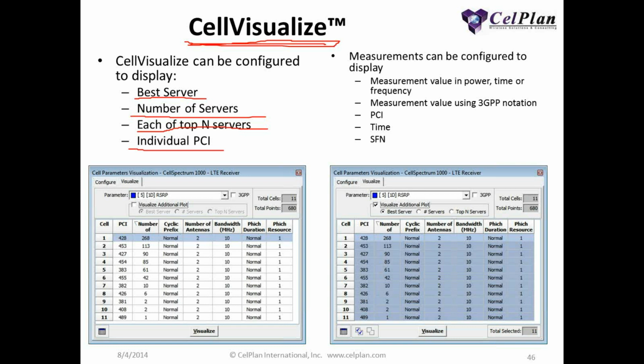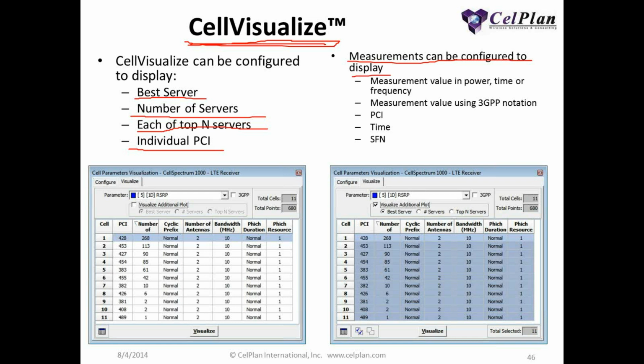And also when we analyze the measurements, we can display the power, time, or frequency value of the measurement. So we have the 3 axes: power, time, and frequency. We can display this in regular notation or in the 3GPP notation. 3GPP uses codes to minimize the size of the information.